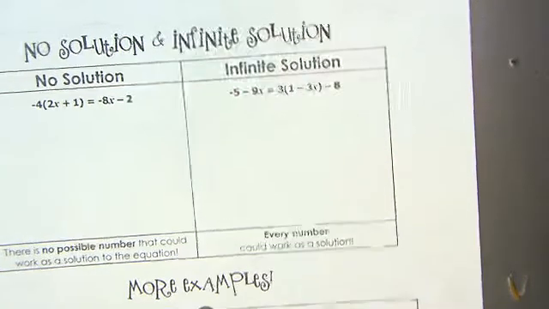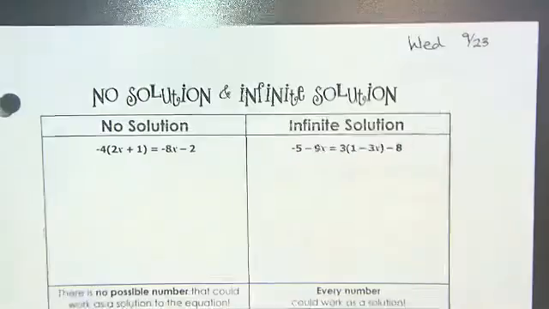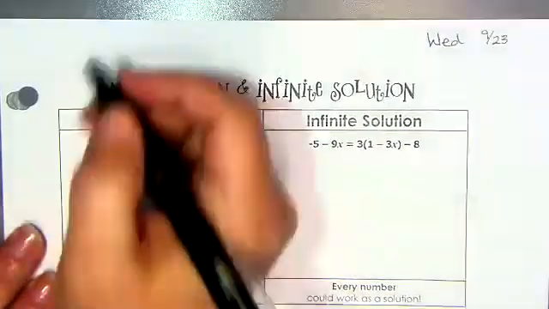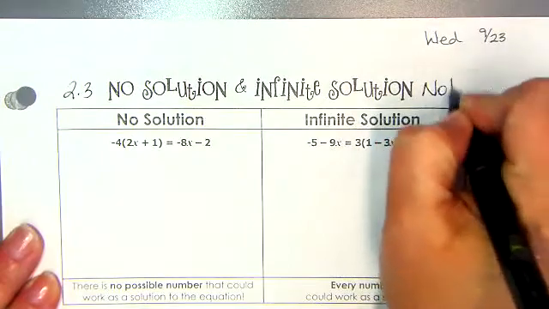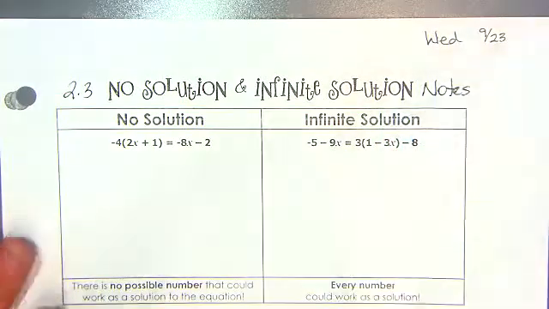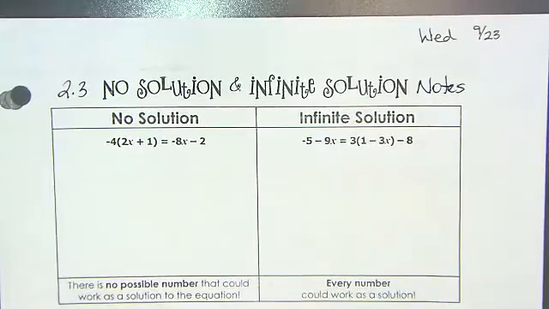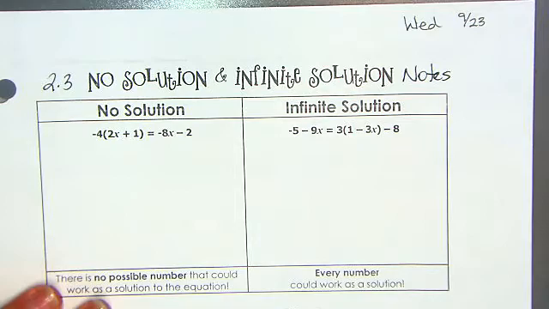Okay, hello guys. We are going to now talk about section 2.3. This is section 2.3 notes, which we're going to be talking about special situations where our solutions are going to end up being either no solution or infinite solutions. And a lot of times, infinitely many solutions is what I will say.